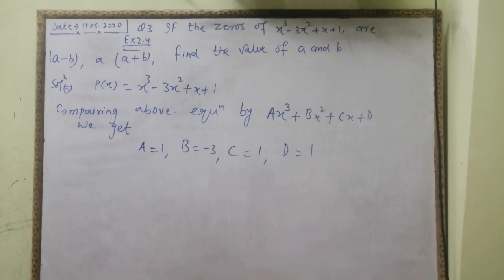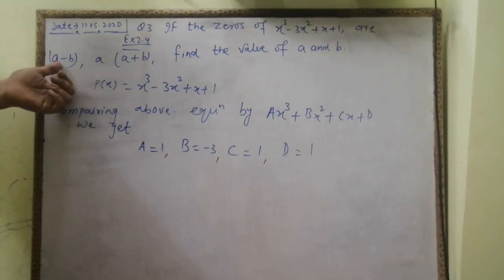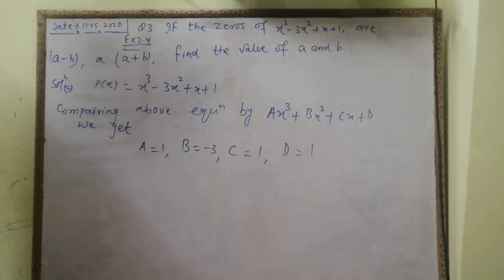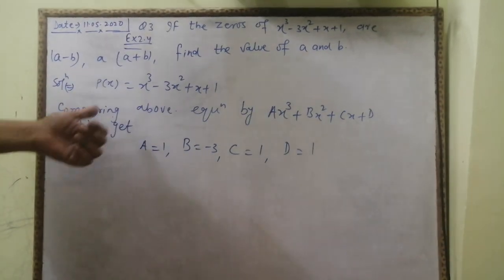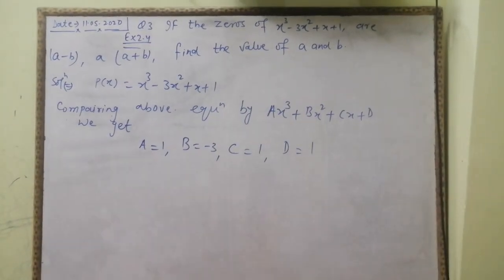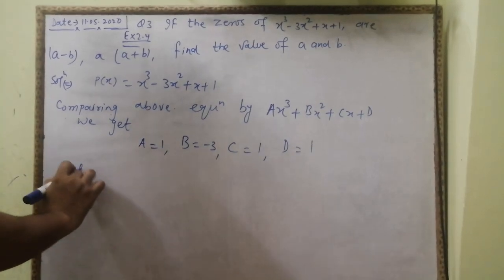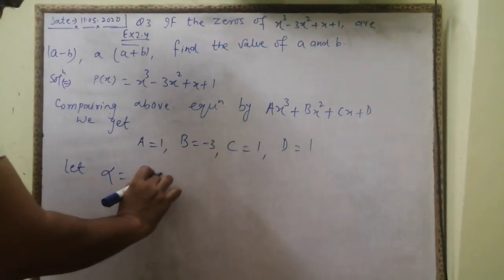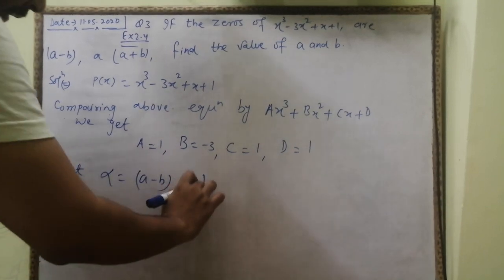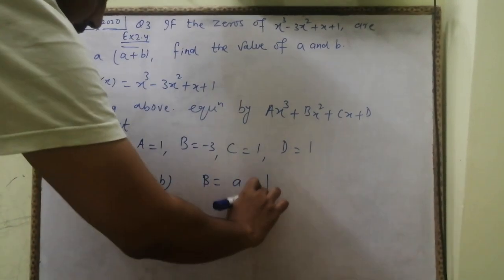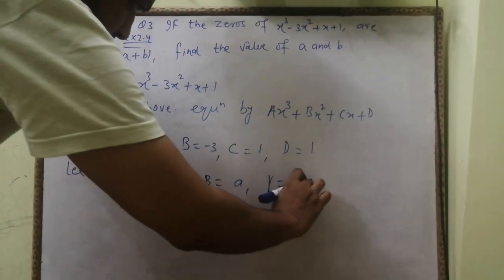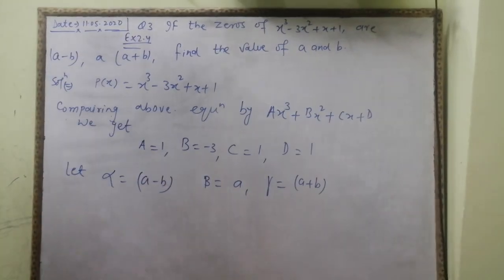Okay, after this take one zero as alpha, the second as beta, the third as gamma, because there are 3 zeros, so we will use the Greek letters alpha, beta and gamma. So let alpha be equal to a minus b, beta be equal to a and gamma be equal to a plus b.